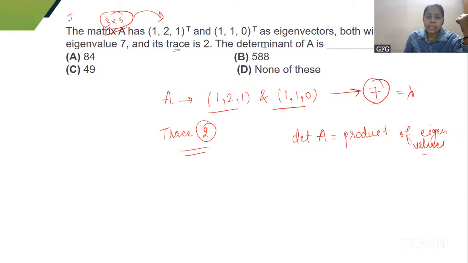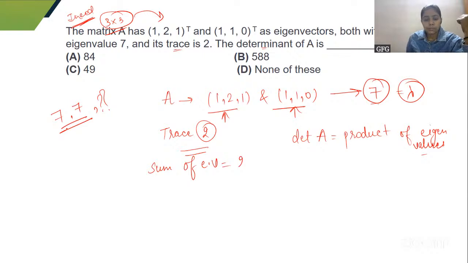So that means I need three eigenvalues here. But I can see that corresponding to one eigenvalue, I am getting two eigenvectors, so this lambda is repeating. So I have two eigenvalues as 7, 7. But what about the third one? I have to find that as well. I know that the sum of eigenvalues is equal to 2. So 7 plus 7 plus my third eigenvalue, lambda 3, equals 2. So lambda 3 is 2 minus 14, which gives me minus 12.